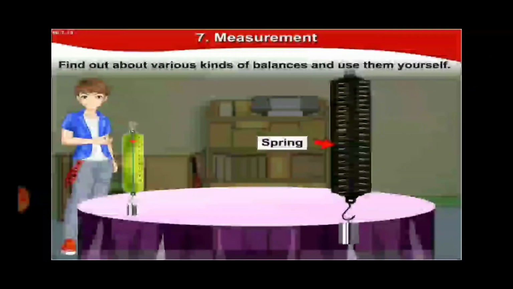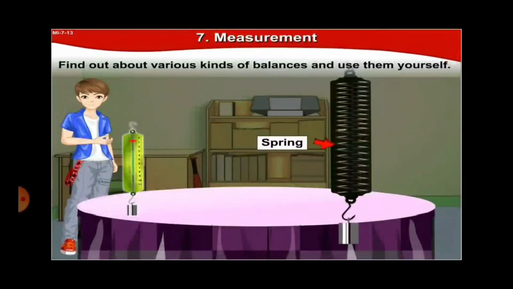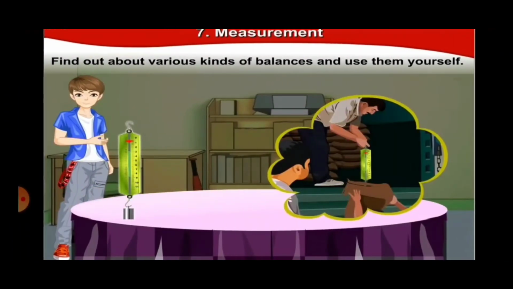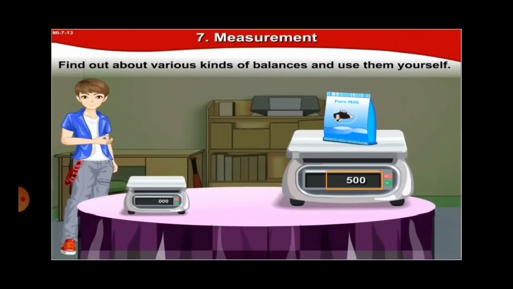Let us see different scales and balances used to measure different things. This is a spring balance which has a spring inside that helps the pointer to move as per the weight. A sack of grains can be weighed by hanging it to the hook of the spring balance. Electronic machine. It can be used to measure packets or boxes. The weight appears on the display below.